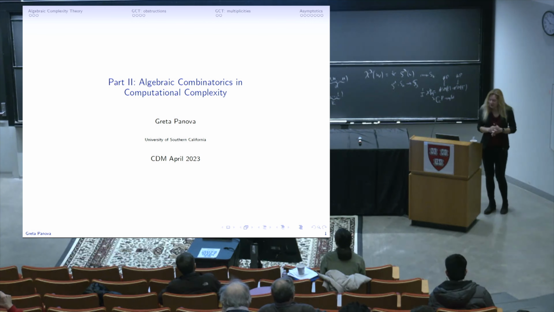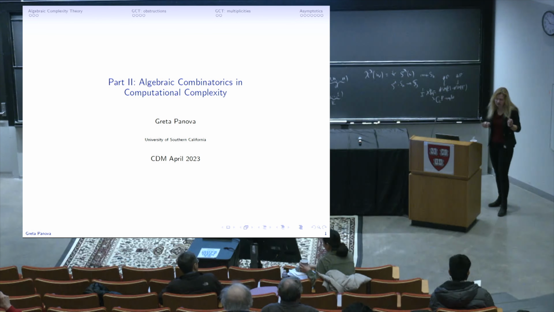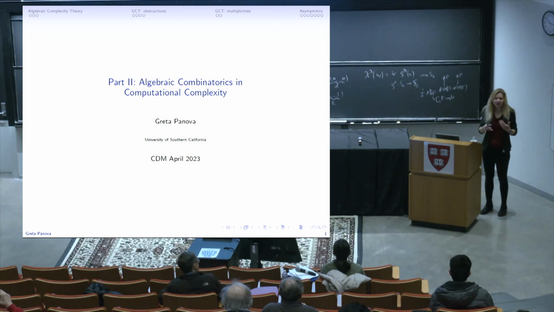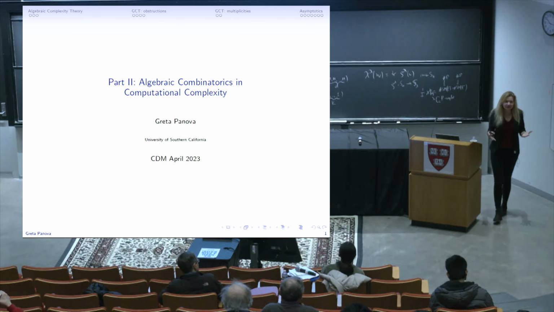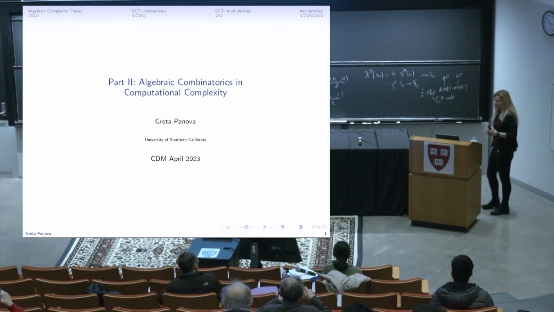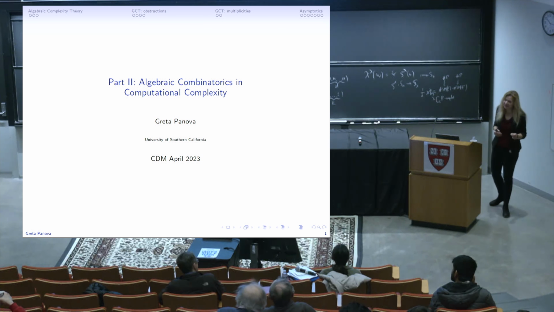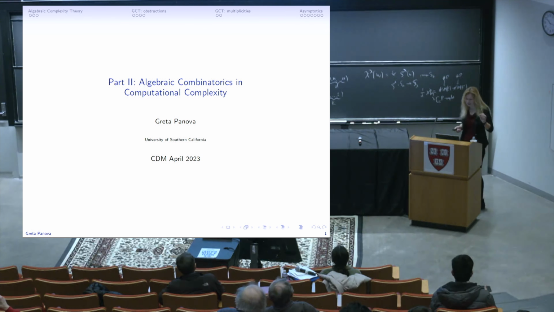So now I'm going to talk about the reverse picture of how the previous talk was computational complexity trying to help algebraic combinatorics understand what it's doing. So this talk is going to be about how algebraic complexity can help computational complexity theory understand what it's doing.